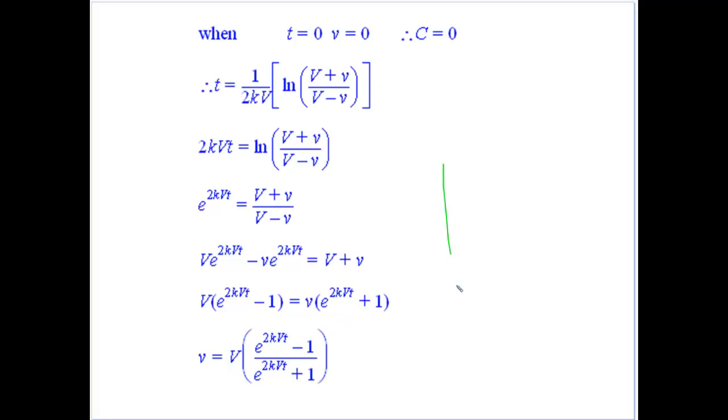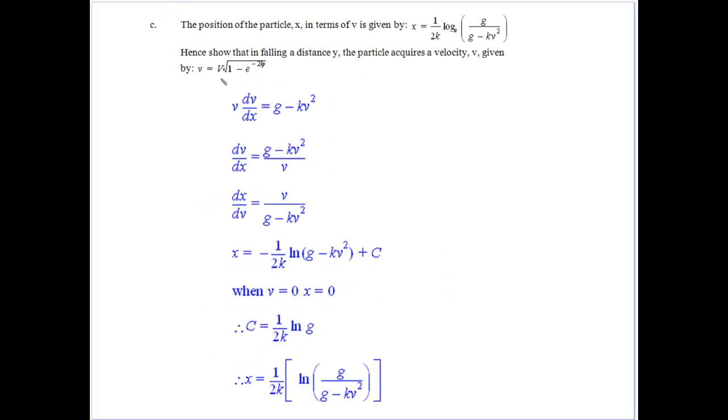So have a look at that algebraic manipulation to get from that point to that point, whether we're multiplying through, using the definition of logarithm, collecting terms, factorizing and dividing. So be really careful with that. This time we want the position of the particle x in terms of v, and that's given to us by that expression.